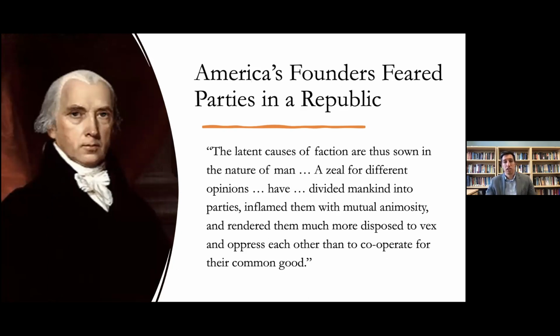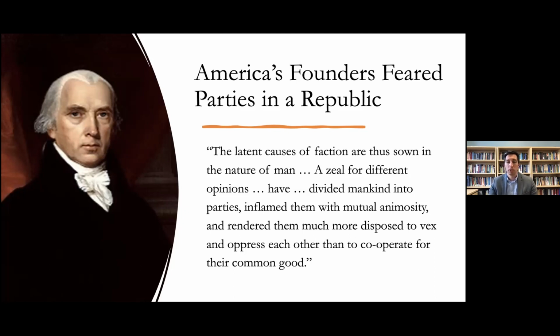But in his Federalist 10, he wrote, quote, "The latent causes of faction are thus sown in the nature of man. A zeal for different opinions have divided mankind into parties, inflamed them with mutual animosity, and rendered them much more disposed to vex and oppress each other than to cooperate for their common good." So Madison was warning Americans about the same thing that Livingston was.